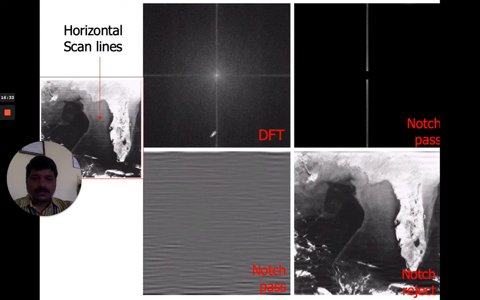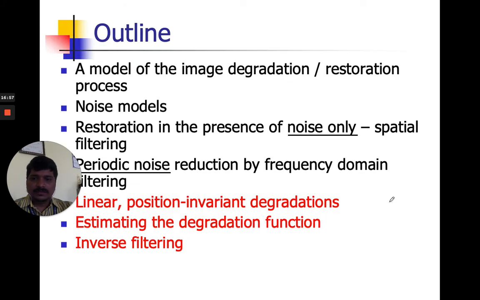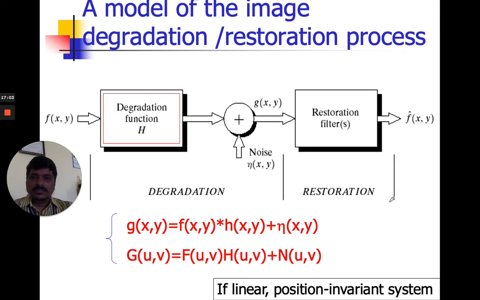These are all the outputs: this is the input which you have given, this is the DFT output with its spectrum, these are the notch pass filters, and here you can see a clear picture of the notch reject filters. I hope you have understood periodic noise reduction by frequency domain filtering. This is the block diagram of the degradation and restoration process which we started with in the introduction.